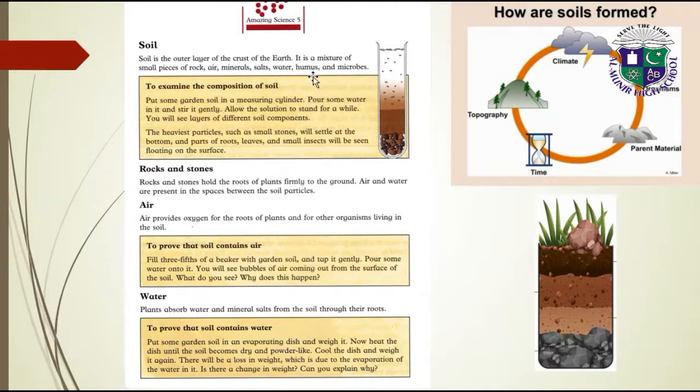So what is humus? Humus is the organic component of the soil. Microbes are the microorganisms which are present in the soil.